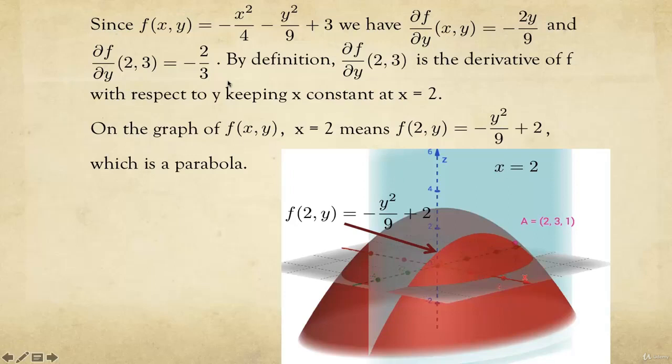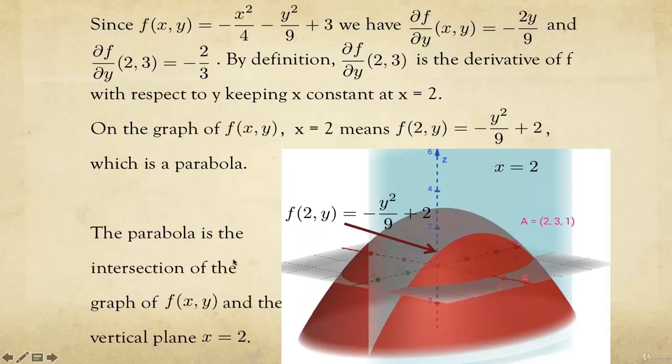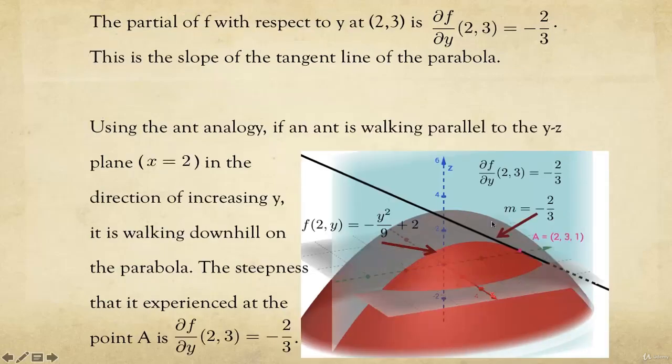And so the way we interpret this partial derivative is exactly the slope of this curve, which is, again, calculus 1. So the parabola is the intersection of the plane and the surface. And so for example, in this case, that means that the slope of the tangent line to this curve, again, one single variable curve, is negative 2/3.